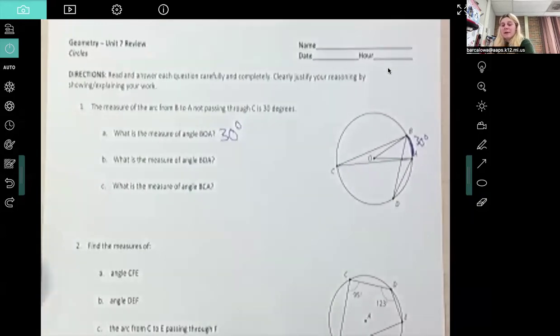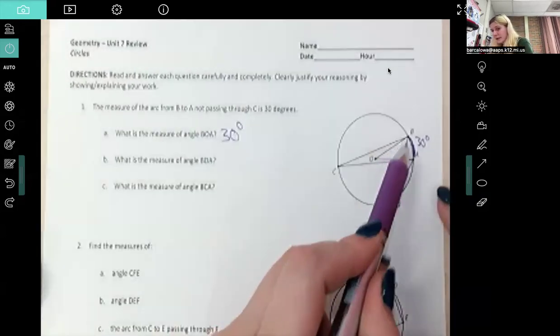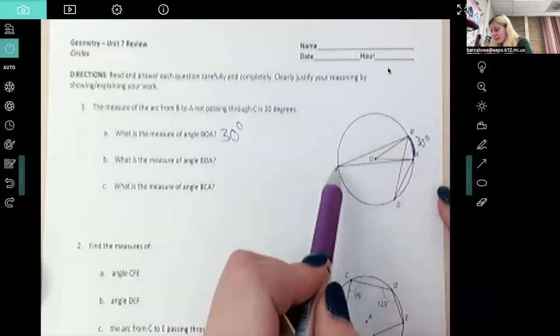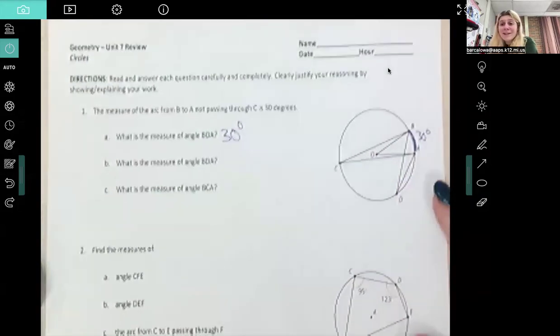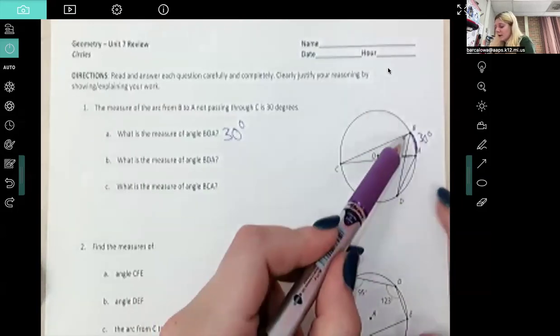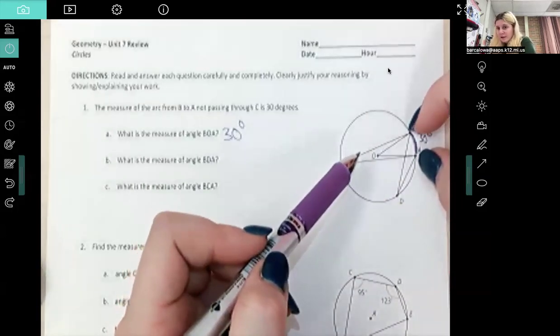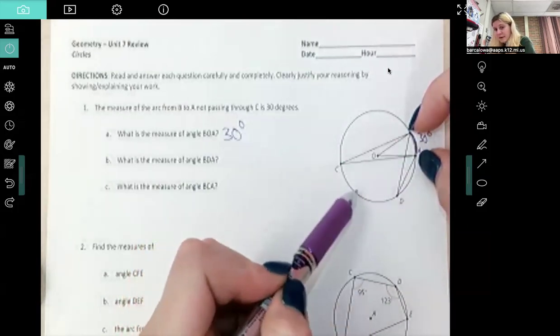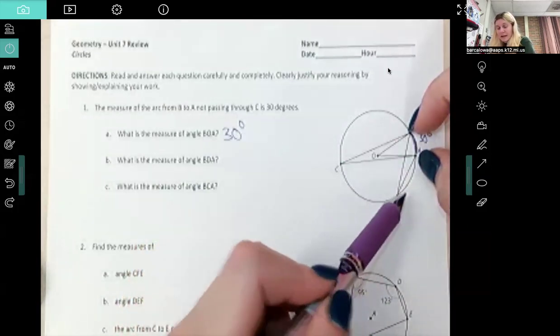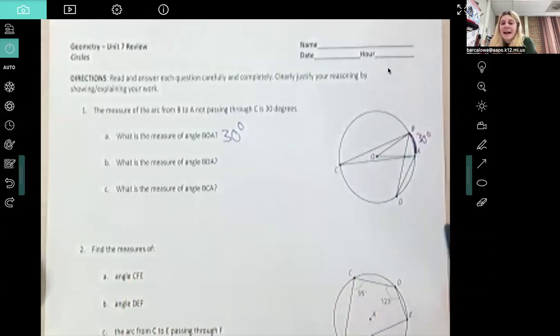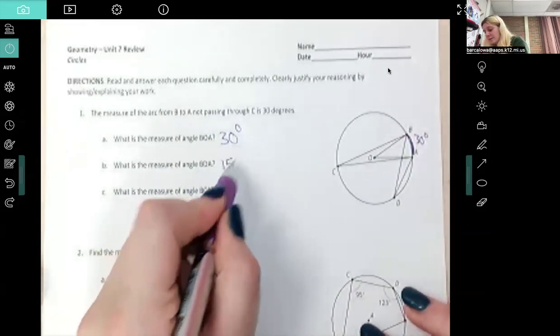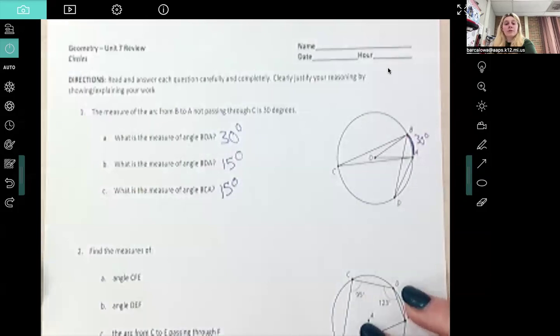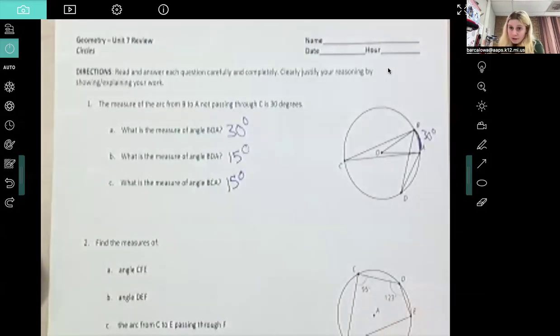Okay, but then the measure of these other two angles, BDA and BCA, those are inscribed angles. So as long as these two endpoints of my angle are the same, it doesn't matter where that vertex is, C or D. The inscribed angle is half the measure of the central angle. So half of 30 would be 15. Be sure you're using degree markings because now we've learned about radians, right? So if you just say 30, I'm gonna be like 30 what? 30 radians? 30 degrees.